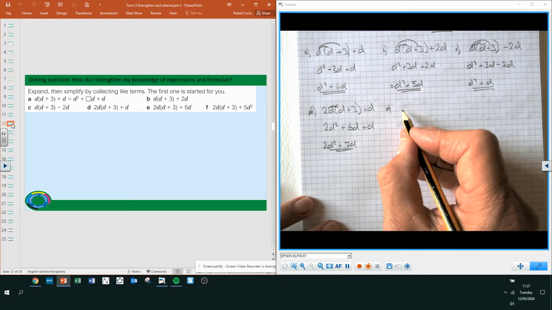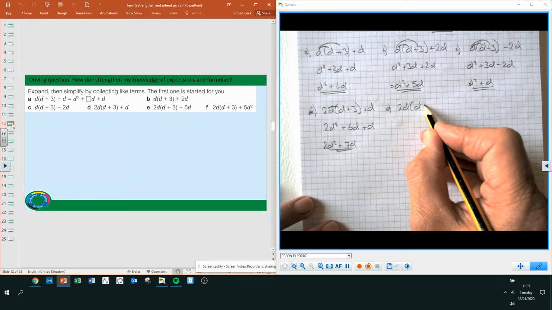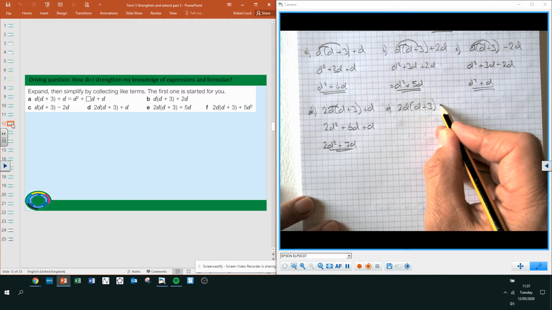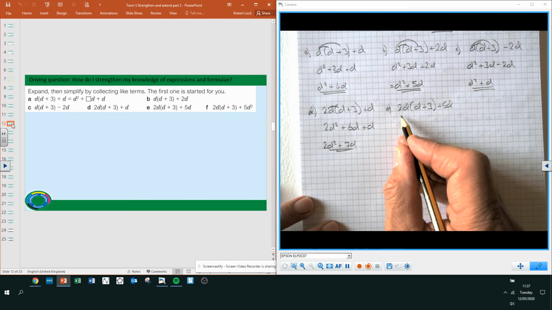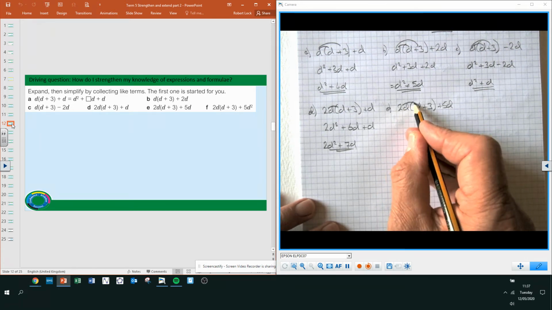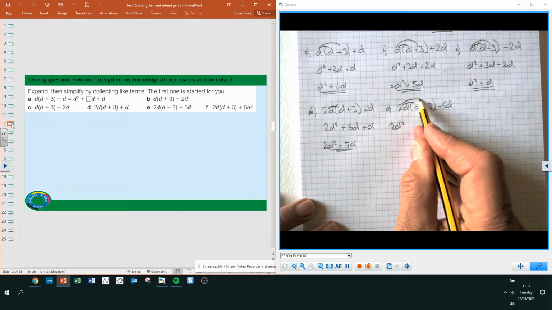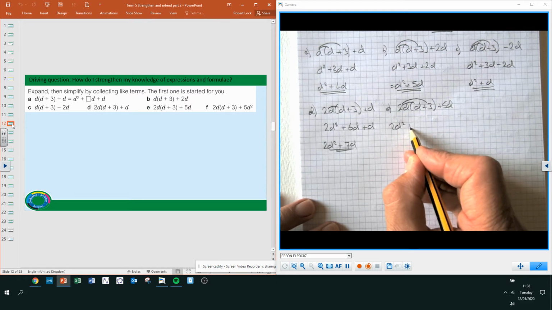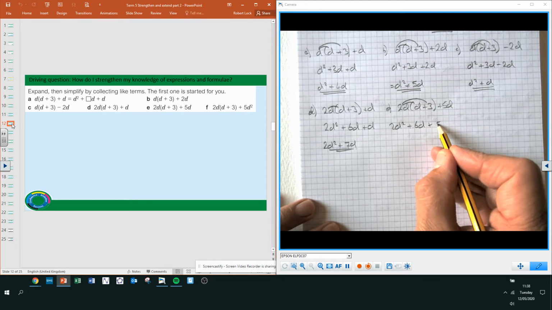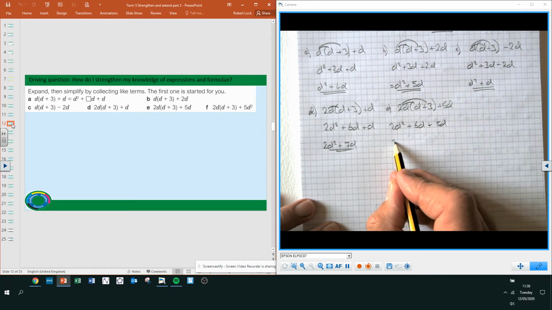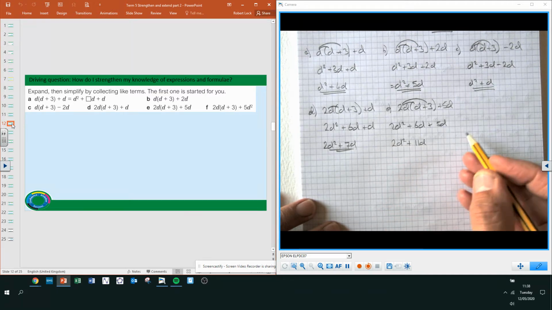E. 2d bracket d plus 3 bracket plus 5d. So 2d times d is 2d squared. 2 times 3 is 6d, plus 5d. So 2d squared plus 11d.